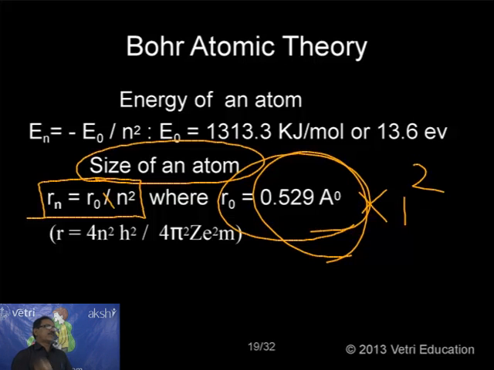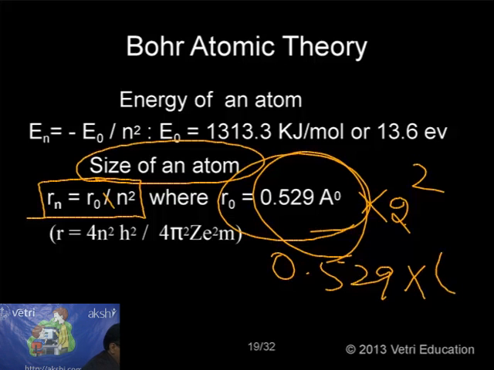Suppose the electron is going into the second level. Instead of 1, I now write 2, so 2 square, 2 into 2, 4, so you multiply 0.529 into 4. Again the value will increase, the size will increase. So as the electron moves outward, the size of the orbit goes on increasing. This is the most important information regarding the Bohr atomic theory. I hope you have it clear.